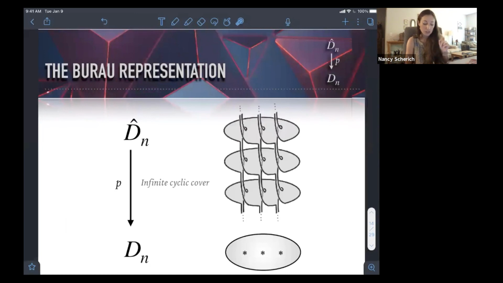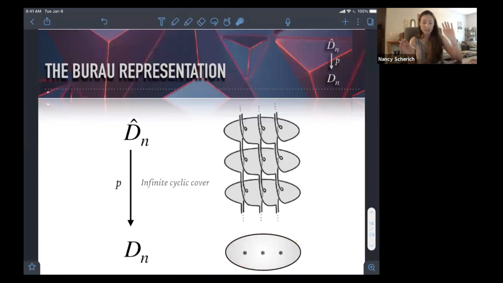Okay, so we're in search of a ZT module that we can let the braids act on. Right now we have a way of letting braids act on this disk, but we need it to act on some sort of module, like with ZT coefficients. So it turns out the right thing to do is to look at the infinite cyclic cover of your disk.